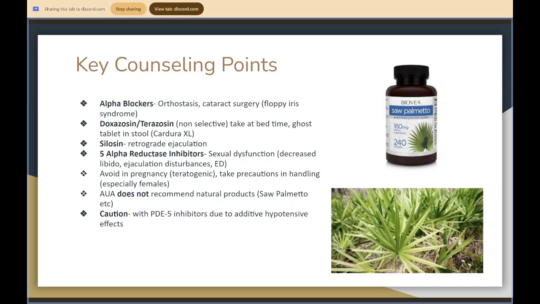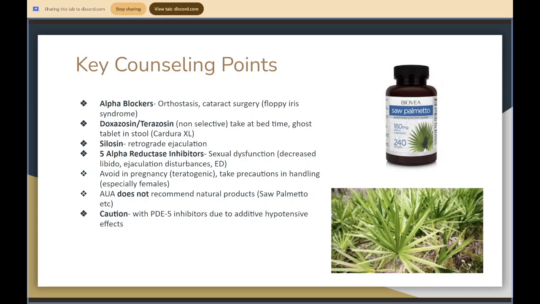So, silodosin, retrograde ejaculation. 5-alpha reductase inhibitors, we talked about the sexual dysfunction. Avoid in pregnancy because it's teratogenic, and take precautions in handling. With PDE5 inhibitors, we need to be cautious due to additive hypotensive effects.